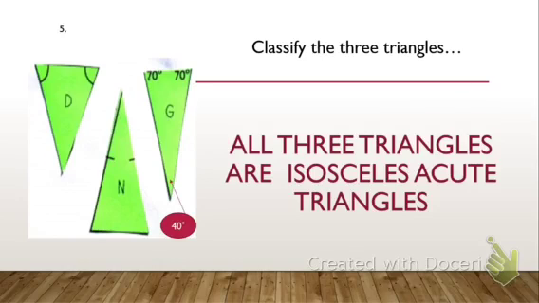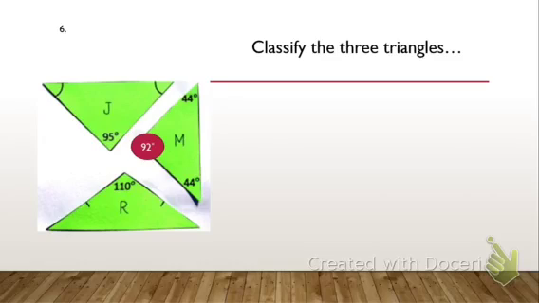Let's move on to example number 6. Example number 6 is to classify the three triangles. Okay, let's look at J. They gave us an angle of 95. Now that tells me right away 95 is greater than 90. So here's an obtuse angle, and the other two must be acute, but they're also congruent. Then if I move on to R, here's 110. That angle is definitely greater than 90, so that must be obtuse.